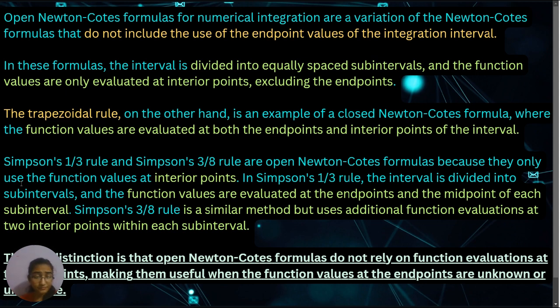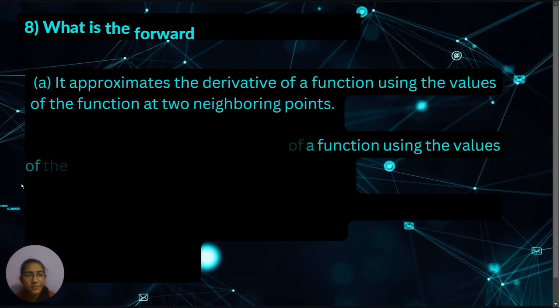So basically, trapezoidal is a closed Newton-Cotes formula, and the Simpson rules are open Newton-Cotes formulas. This is it. The key distinction is that open Newton-Cotes formulas do not rely on function evaluation at the endpoints, making them useful when function values at the endpoints are unknown or unreliable. So this is the difference between open and closed Newton-Cotes formulas. We have discussed their difference, and examples of each. Now let's jump on to the next question.